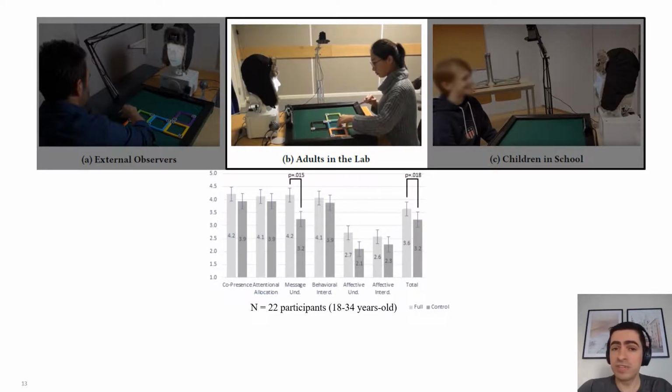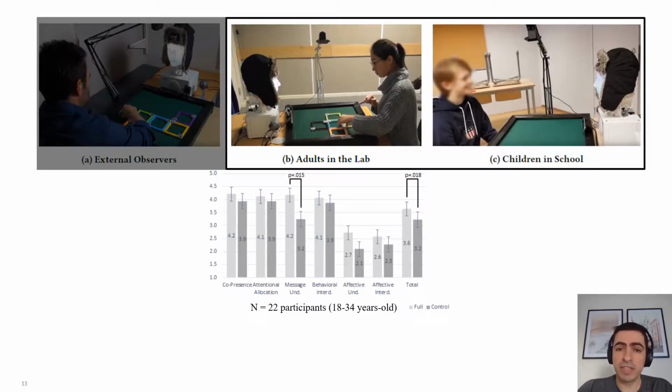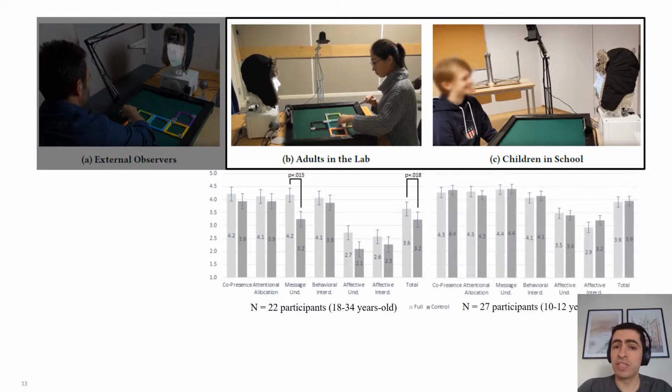In the original study with adults, we observed positive significant differences in message understanding and in the total social presence measure. We expected that when replicating our study with children, they would be more engaged with the task and it would result in even clearer findings in support of our hypothesis. Although children rate the robot significantly higher in our social presence items, the study revealed no significant differences in the social presence measures between conditions.